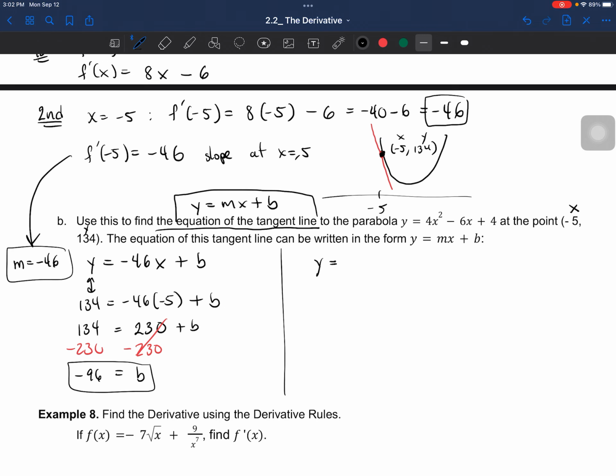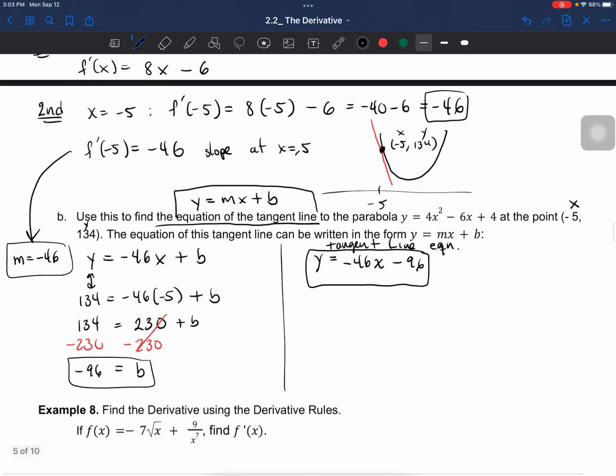So hence the equation of the tangent line is going to be y equals negative 46 times x plus our b, which is negative 96. So there you go. You found the tangent line. Now, if this is true, if this is a tangent line of this curve, and they both have the same point, then if we decide to graph them, we should be able to see this tangent line touching or kissing this graph.